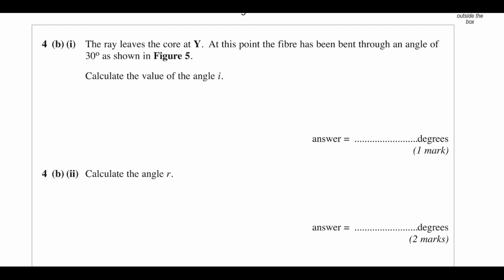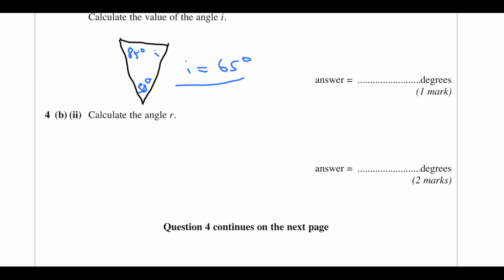Okay, so what you can see on your diagram is effectively you've got a triangle like this, where this is the angle of reflection, so it's got to be equal to the angle of incidence. This is 30 degrees, we know, and this is I. All the angles of a triangle must add up to 180. So if we add 85 and 30, we get 115, which means that I must be equal to 65 degrees there. So don't forget about your triangle laws from maths, you still need those.